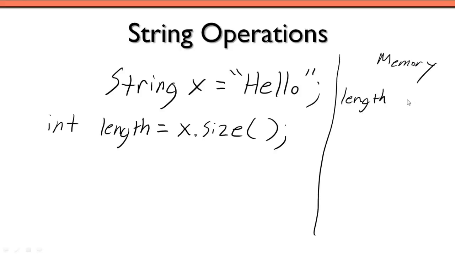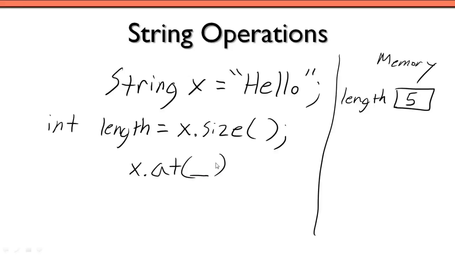This is just labeling some particular location in memory, and we would have the value of 5 stored at that particular memory location, since hello does in fact have 5 characters. Another thing that we may be interested in doing is retrieving a character at a particular location. The way that we go about doing that is, again, just specifying the name of the string variable, then using the dot operator, and then specifying the name of the function, in this case at.